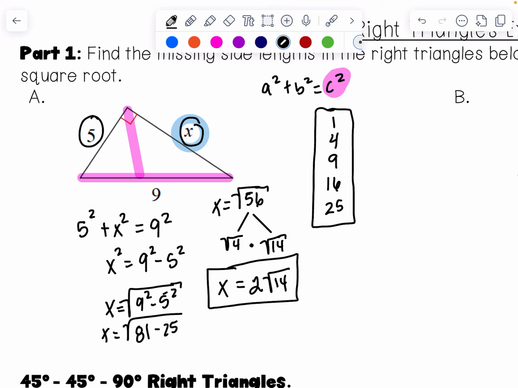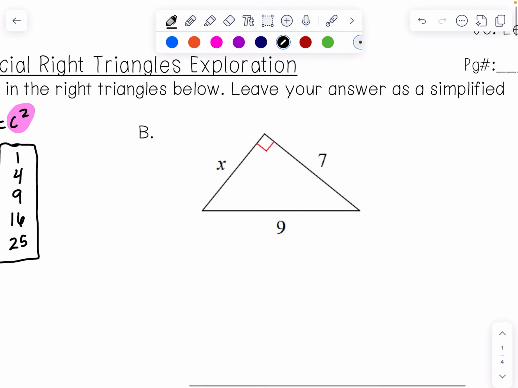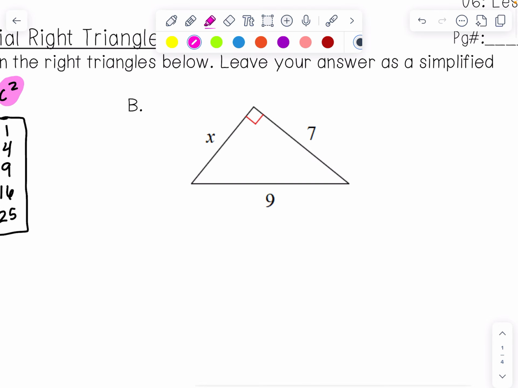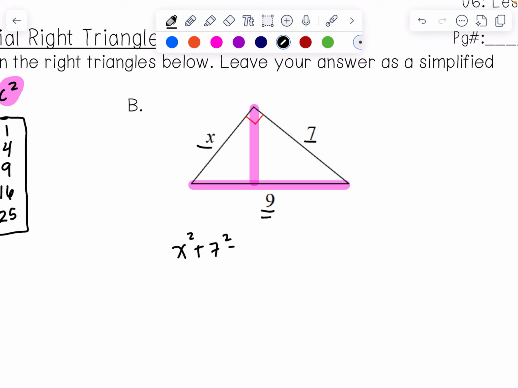Let's do one more and see how this one shakes out. Once again, the first thing I'm going to do is identify where my hypotenuse is. So I'm going to go across from my right angle and identify my hypotenuse. That means when I do my Pythagorean theorem, this one's going to be on the side by itself. So that leaves me with x squared plus 7 squared is equal to 9 squared. Go ahead and isolate. So x squared is equal to 9 squared minus 7 squared. So subtracting that 7 to the other side, and square root. So I'm getting x is equal to the square root of 81 minus 49.